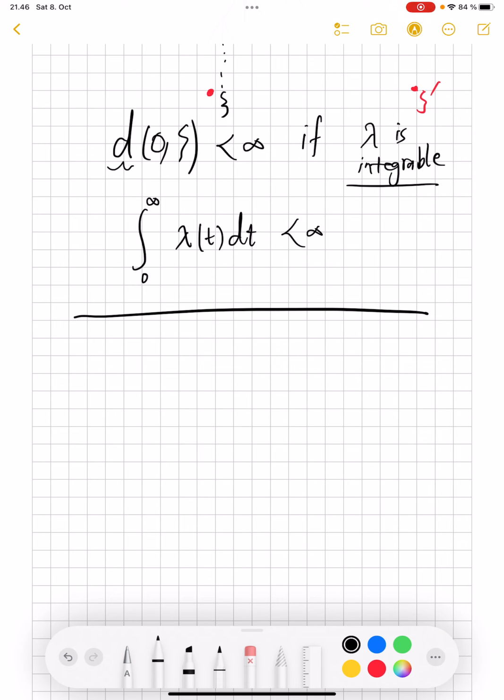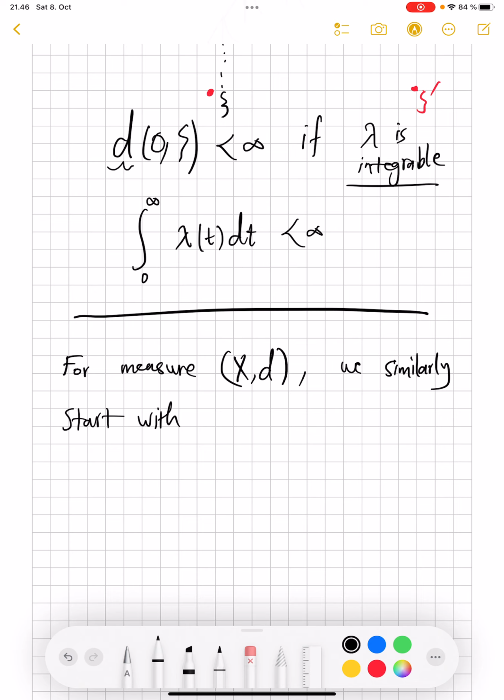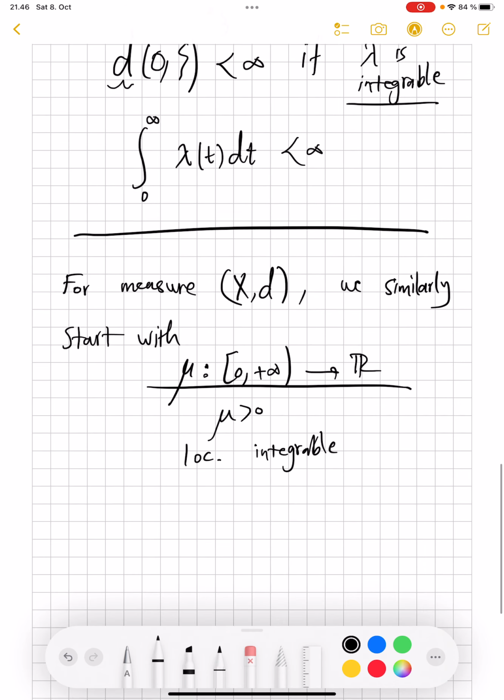So to construct a measure on this space, now equipped with this distance, we similarly start with some function mu, which goes again from the half line into R, and it's non-negative, and it's again locally integrable, of course, as a real valued function.